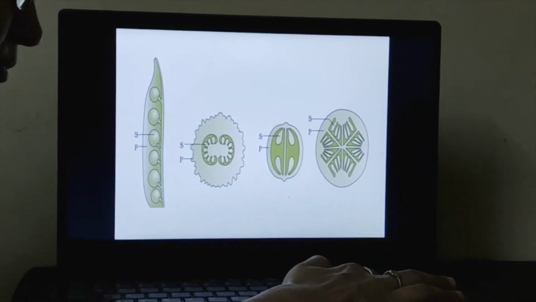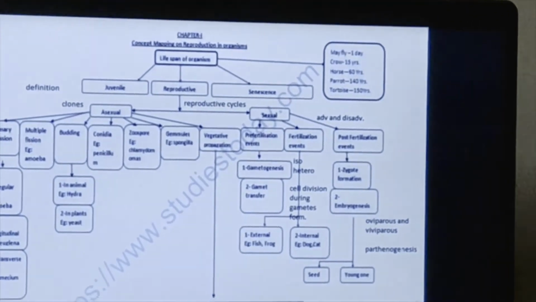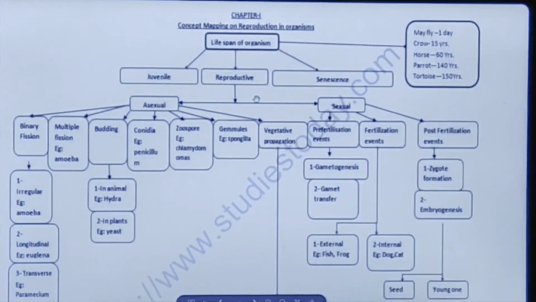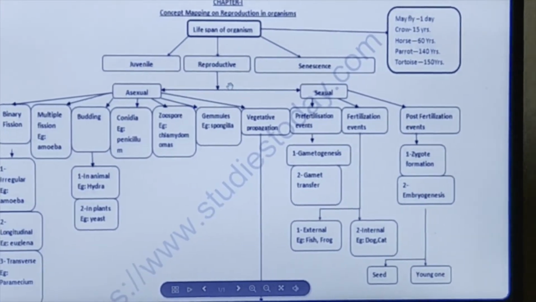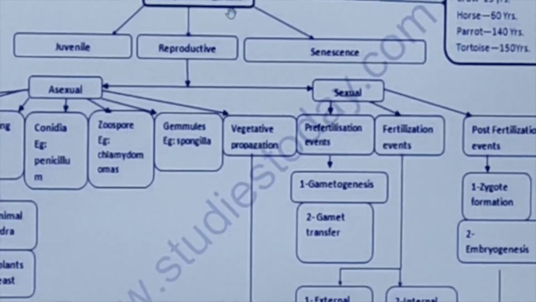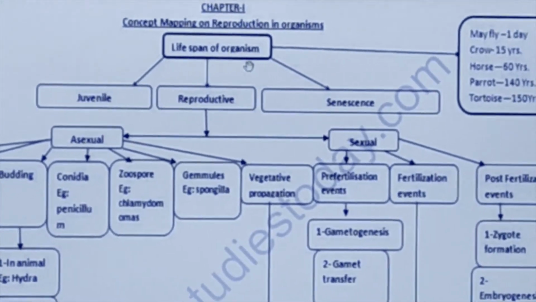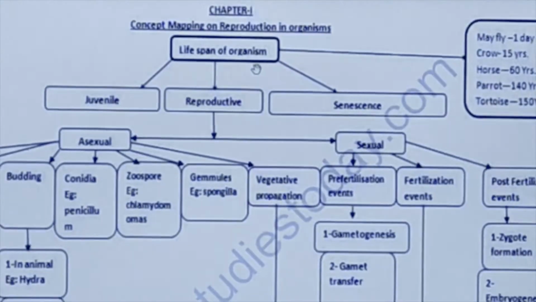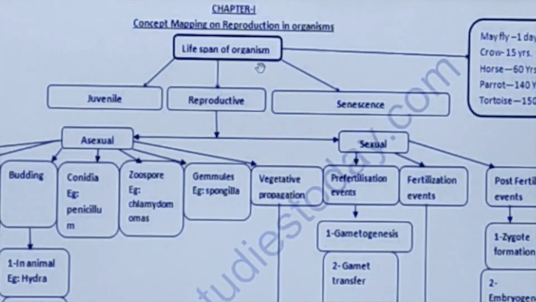Next, we will see the mind map. What important topics do you have to remember in this chapter? For that I have made the mind map of this chapter. The first important topic here is the lifespan of the organism. What is meant by lifespan? The definition can be asked. That is the period of the living organism from birth to natural death.